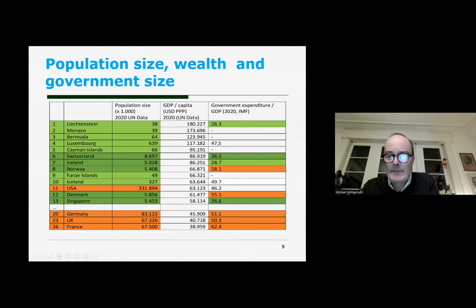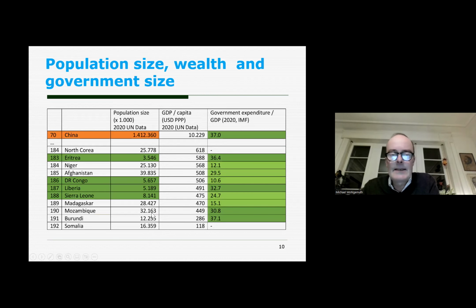And here you see the government expenditure to GDP, the size of government column, which for some countries you don't get serious data, but it is quite intriguing that the richest countries in the world, except for the USA, are all more or less small states. They are below 10 million inhabitants, whereas the larger states and still comparatively wealthy ones are here.